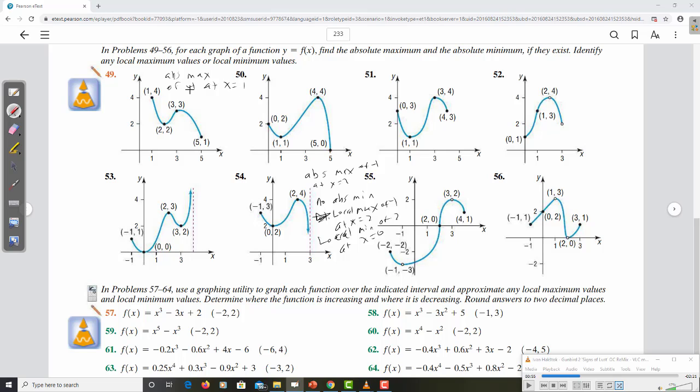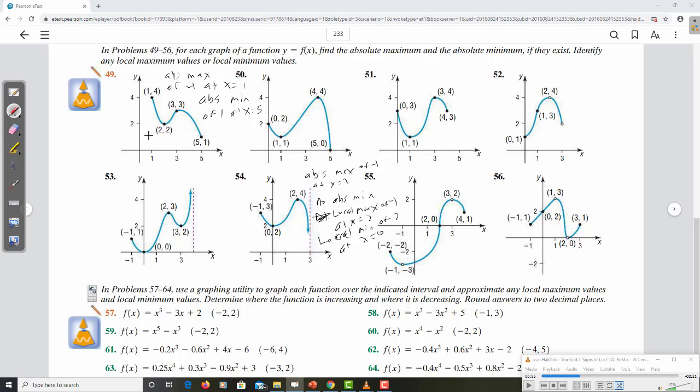And just to finish this off orally, I'll write it. I don't need to be lazy. Absolute minimum is at the other endpoint of 1 at x equal 5. So a local maximum or minimum will never be at an endpoint, but an absolute max or minimum absolutely can be. It's just the highest or lowest point, so it doesn't matter what kind of point it is.